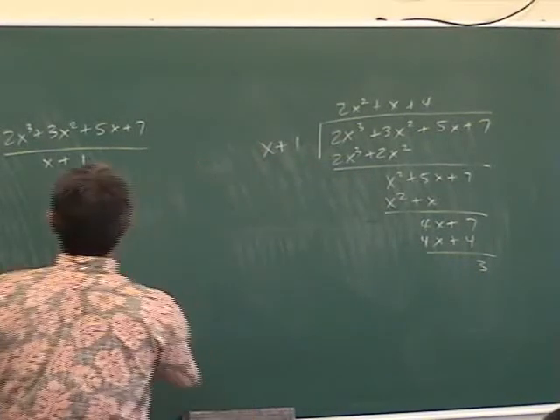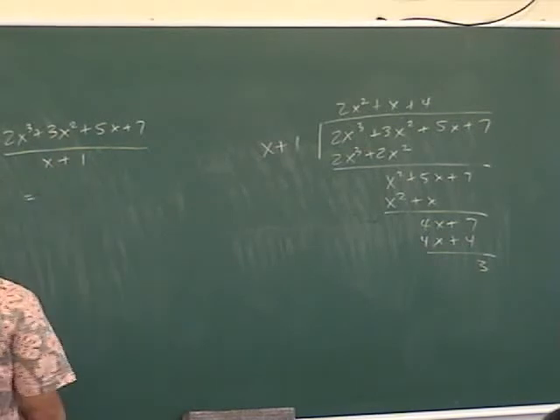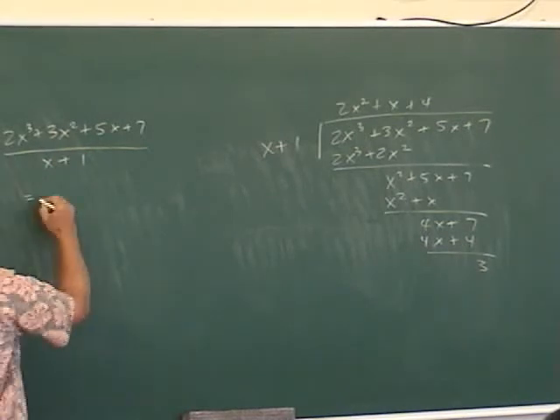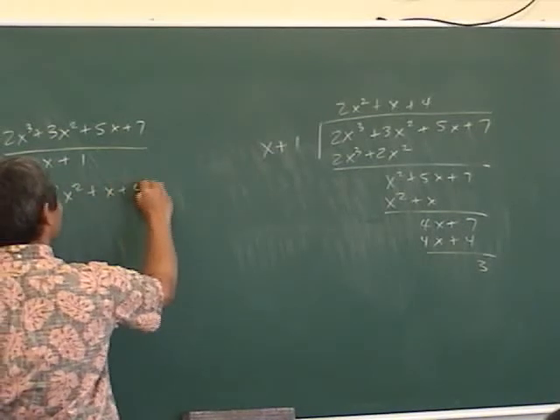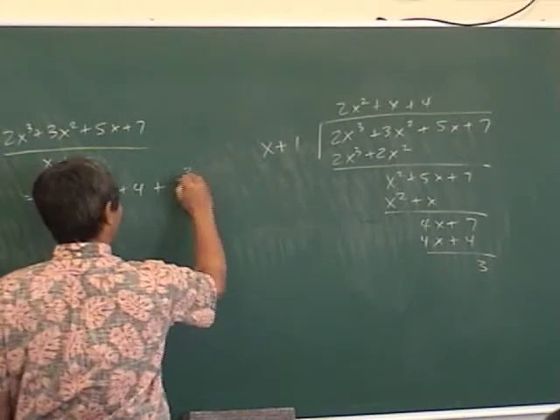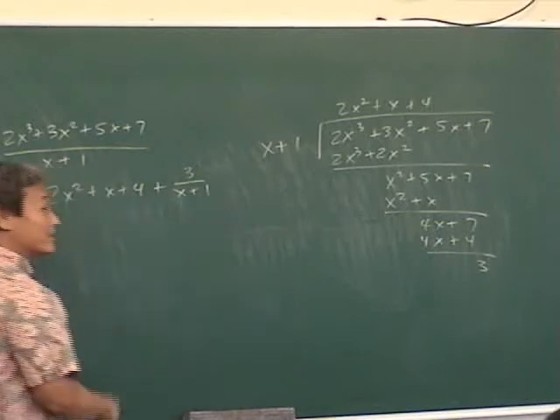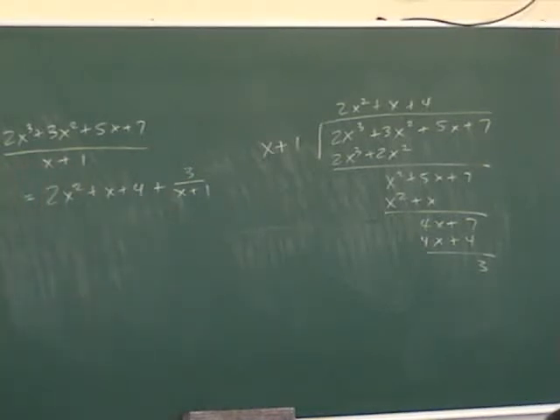So what's your final answer? If I divide this by this, what do I write? You write the quotient plus the remainder over the divisor. I don't know why students get confused with this. This is exactly the same thing as dividing numbers.